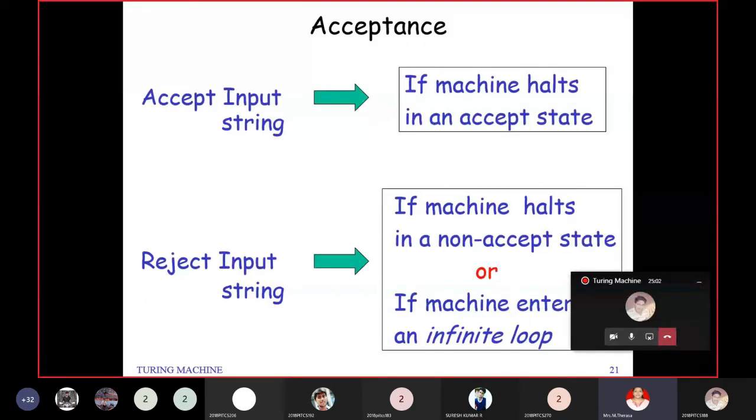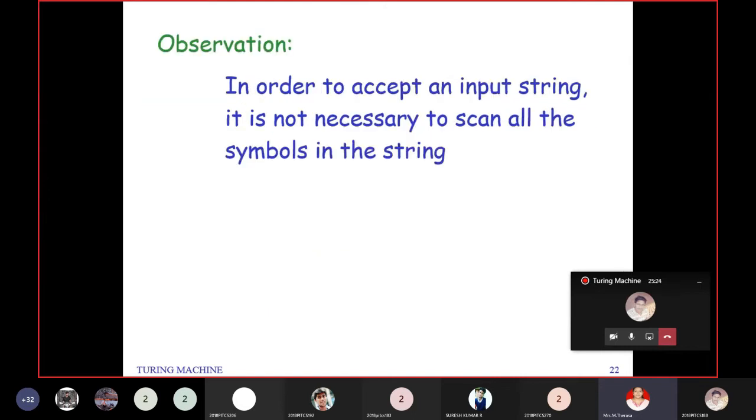Okay, so acceptance: accept input string, reject input string. You can say that after reading an input string, the machine can tell whether the string is accepted or rejected. So whenever the string is accepted, the machine halts in the accept state. When the string is rejected, the machine halts in a non-accepting state, or the machine enters into an infinite loop.